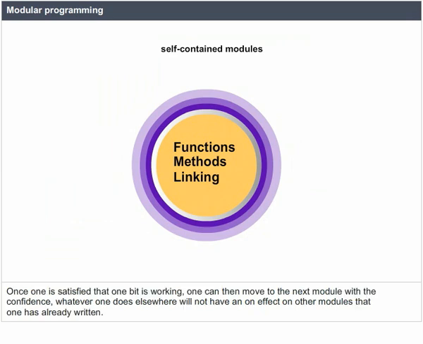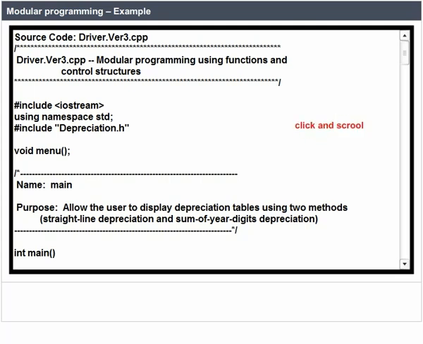Once one is satisfied that one bit is working, one can then move to the next module with the confidence that whatever one does elsewhere will not have an effect on the other modules that one has already written. Modular programming example.